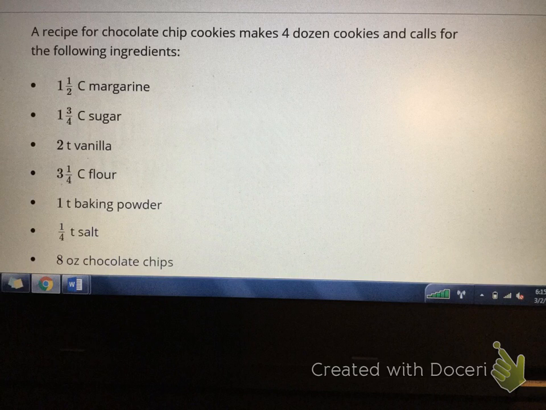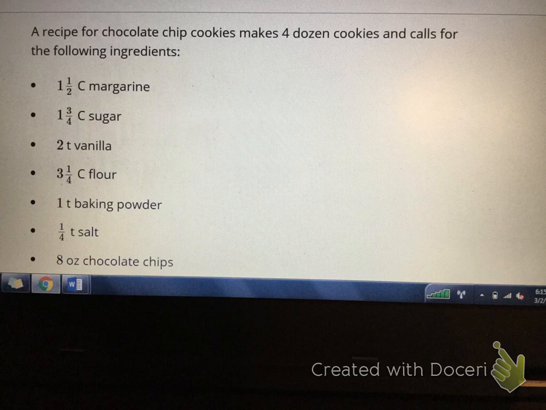So your assignment for tonight is for you to take what I just taught you about renaming mixed numbers as fractions greater than 1 and find a recipe. You can either find one online or at your house that involves mixed numbers. So for example, I have a recipe here for chocolate chip cookies. It makes 4 dozen cookies and calls for the following ingredients. Well, as you can see, I have some mixed numbers here. So I want you to take a recipe that has mixed numbers and change them into fractions greater than 1.